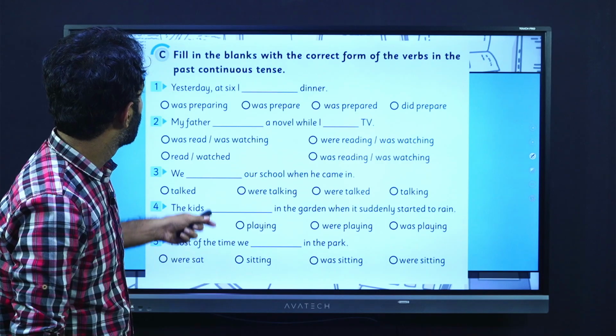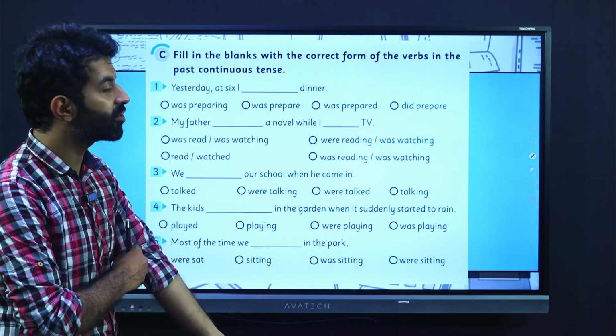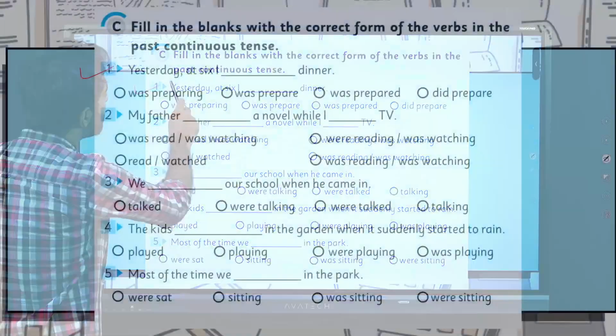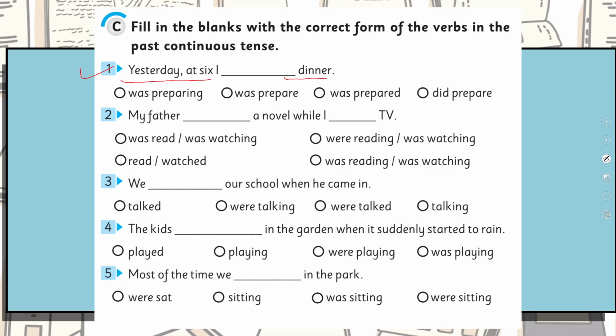Okay. Now you're going to tell me the first question's answer. Be very quick. Yesterday at 6, I dinner. What do you think about it? I was preparing, I was prepared, was prepared, yeah, did prepare. I was preparing. Yes, very good. Okay. And what kind of tense is this? Past continuous. Past continuous. Very good. So ये जो सारे हैं, when you get the PPT, you can solve it.